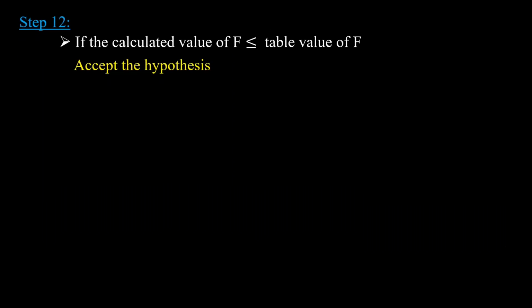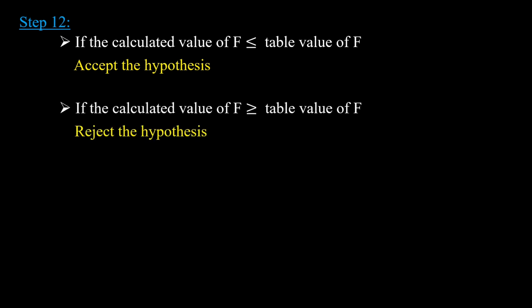Next, if the calculated value of F is less than or equal to the table value of F, understood? The calculated value means whatever value we calculate using the previous procedures. If it is less than the table value from the distribution table I have shown you, then we accept the hypothesis. The null hypothesis we have defined is true, and we have to accept that.